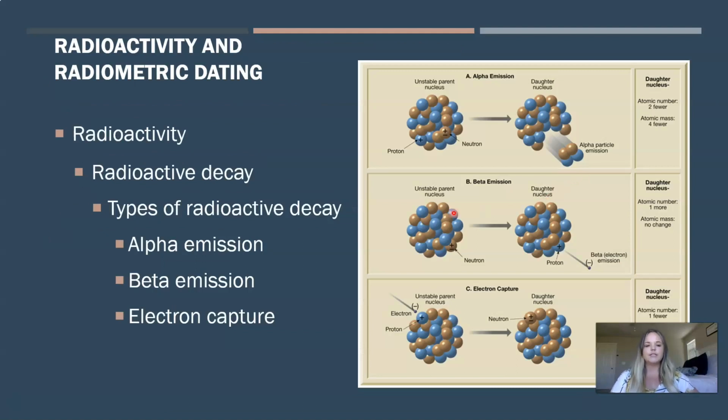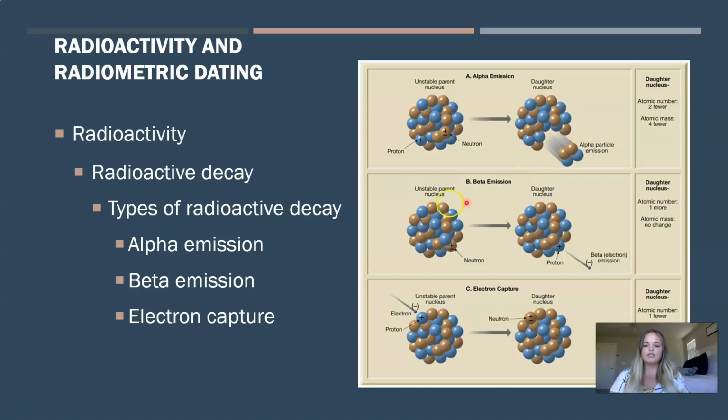So radioactive decay can occur a couple of different ways. We can see an alpha emission, a beta emission, or an electron capture. So in the decay of the unstable parent nucleus, in an alpha emission situation, you have the loss of an alpha particle, which is 2 protons and 2 neutrons, and they are basically ejected from the system, and then you're left with a daughter nucleus, which is a decay product that's much more stable.